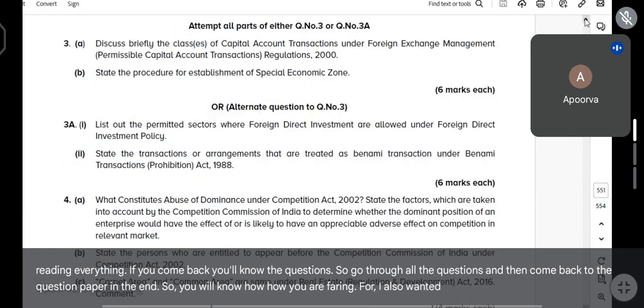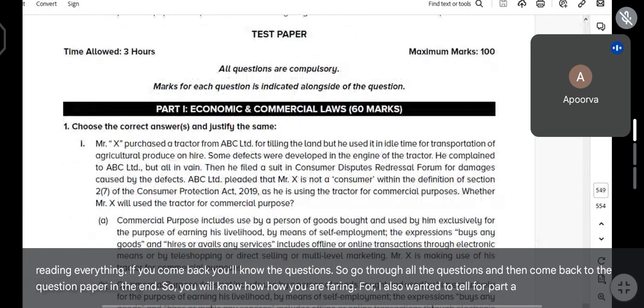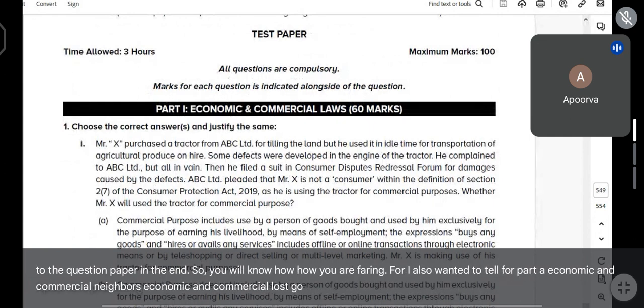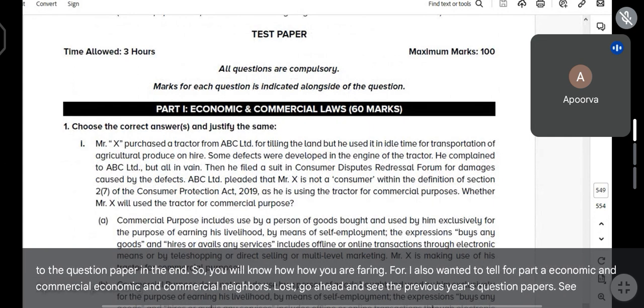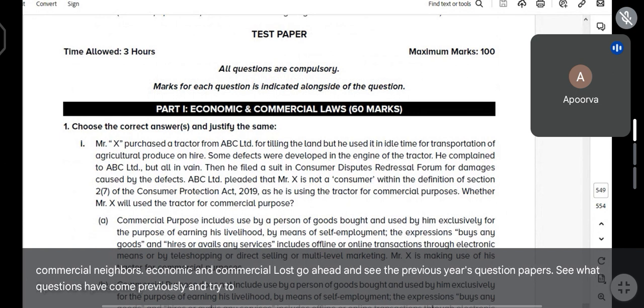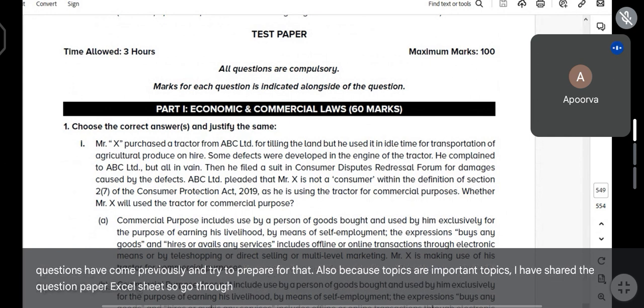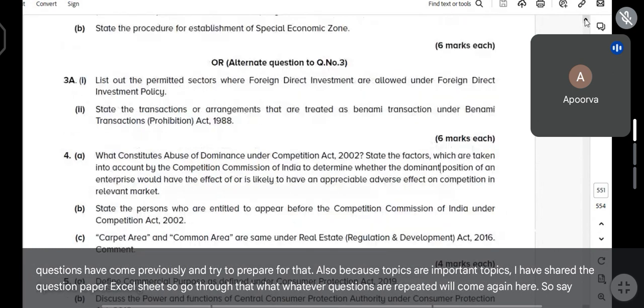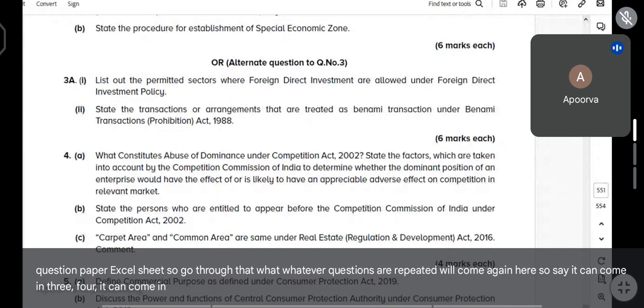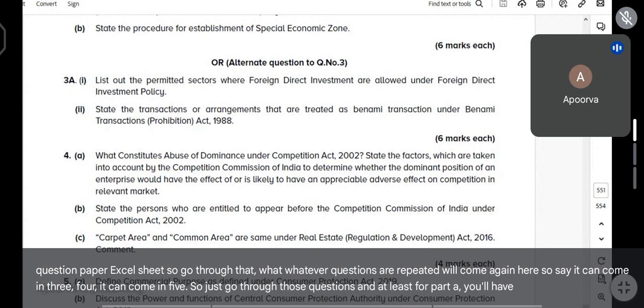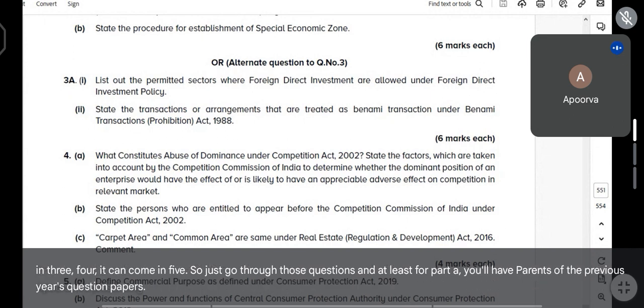I also wanted to tell for part A, economic and commercial laws. Go ahead and see the previous years' question papers, see what questions have come previously, and try to prepare for that also. Because of important topics, I have shared the question paper Excel sheet. So go through that. Whatever questions are repeated will come again here. So say it can come in 3, 4, it can come in 5. So just go through those questions, and at least for part A, you'll have a reference of the previous years' question papers. So just make sure you prepare based on the previous question papers.